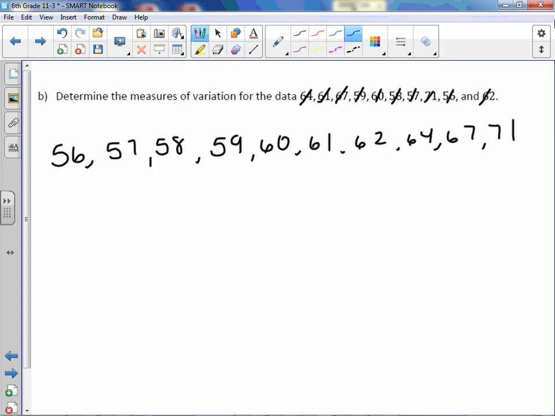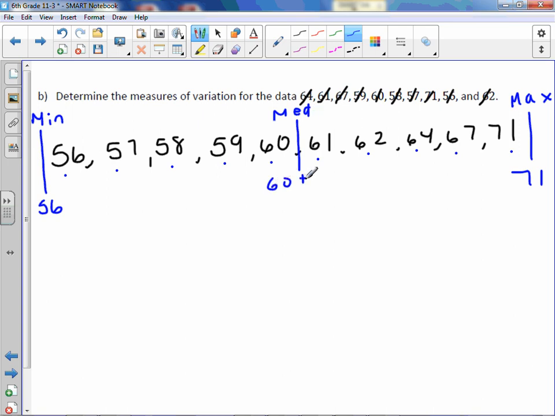First thing we're going to do is to mark our minimum and maximum value that will help us find the range. 56 and 71. And this again is the minimum and maximum. Let's find our middle value. Looks like our median is in between 60 and 61. So let's go ahead and add those two numbers together and divide by 2. When we do that, we get 60.5.